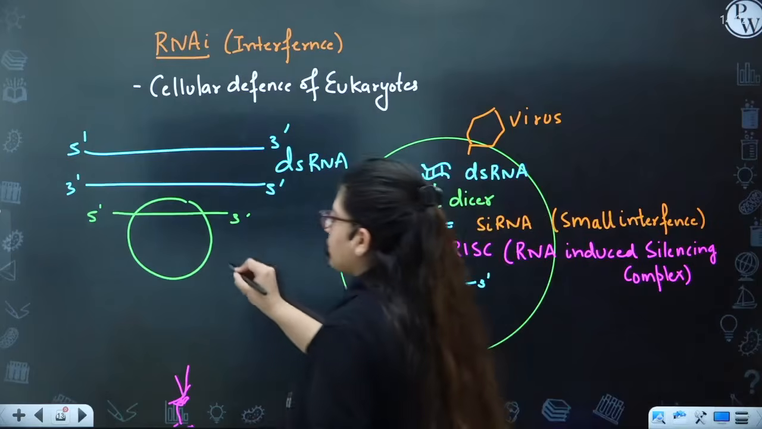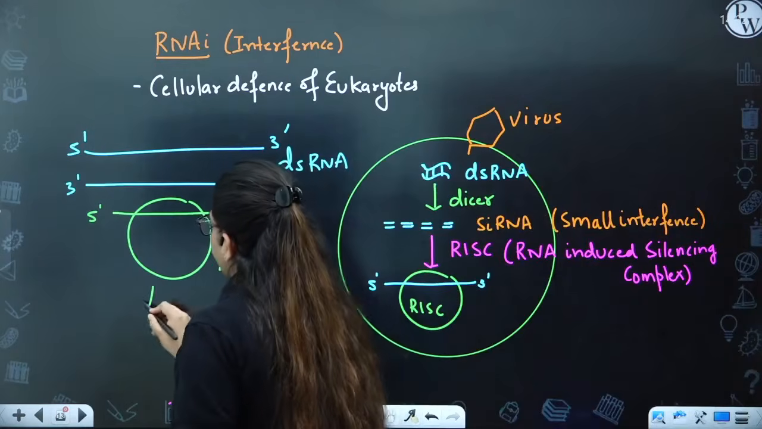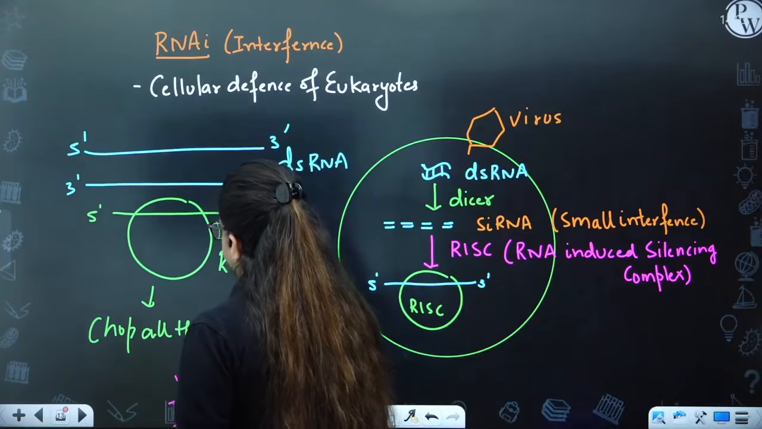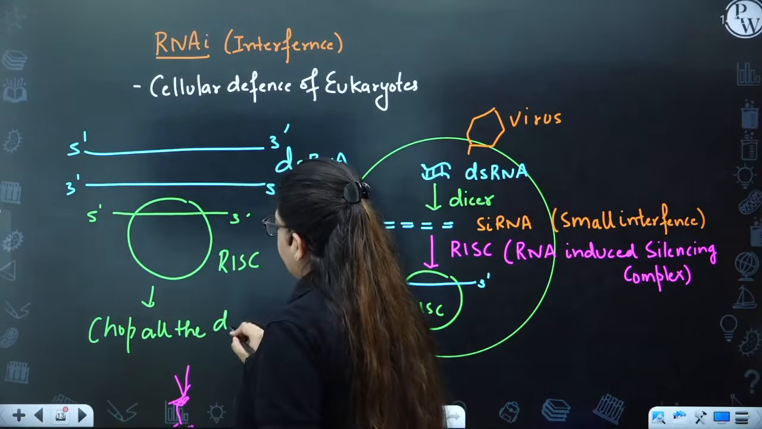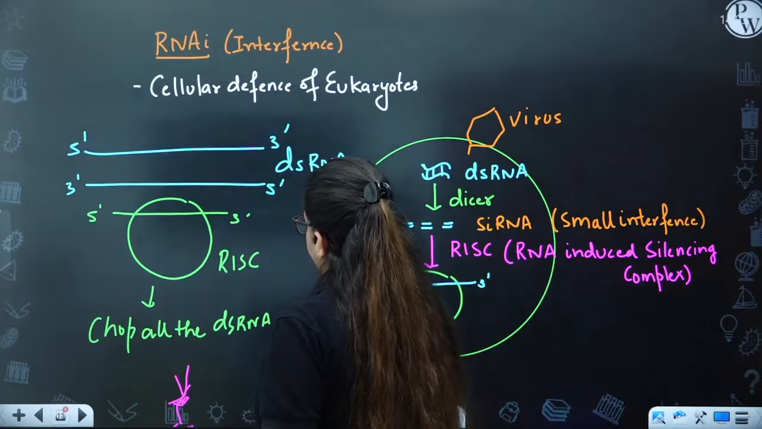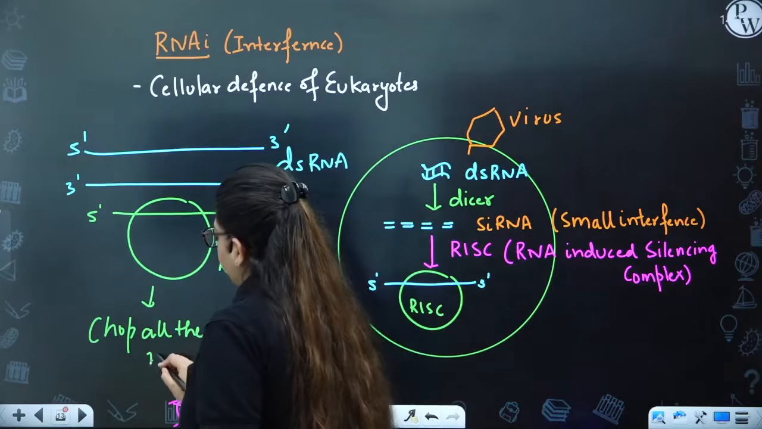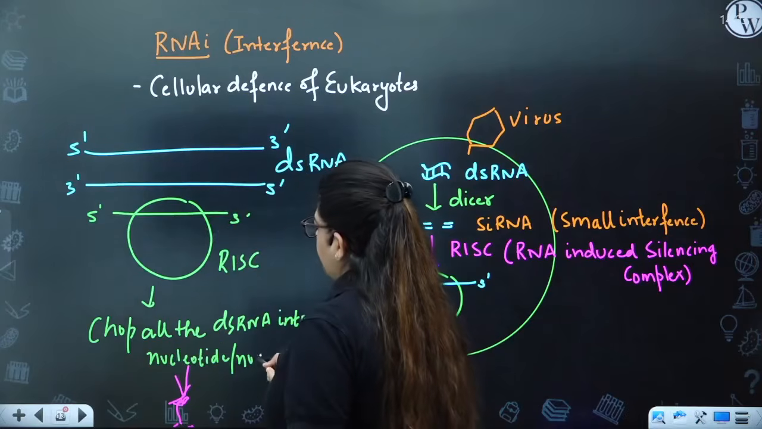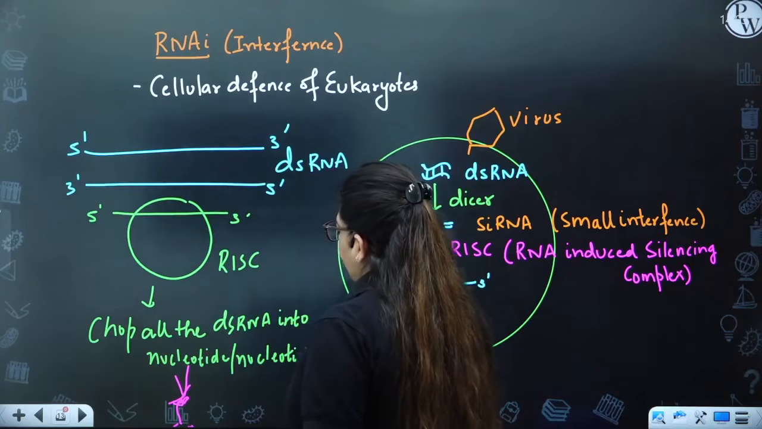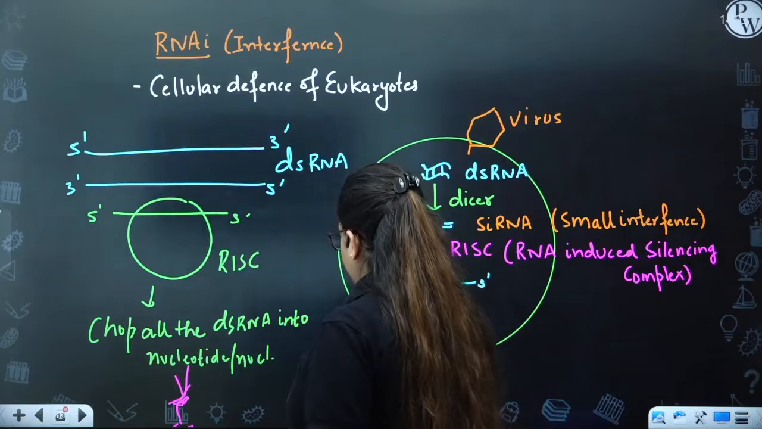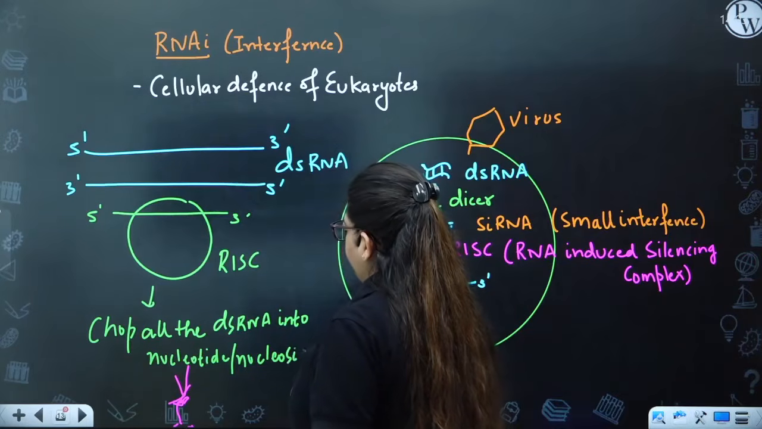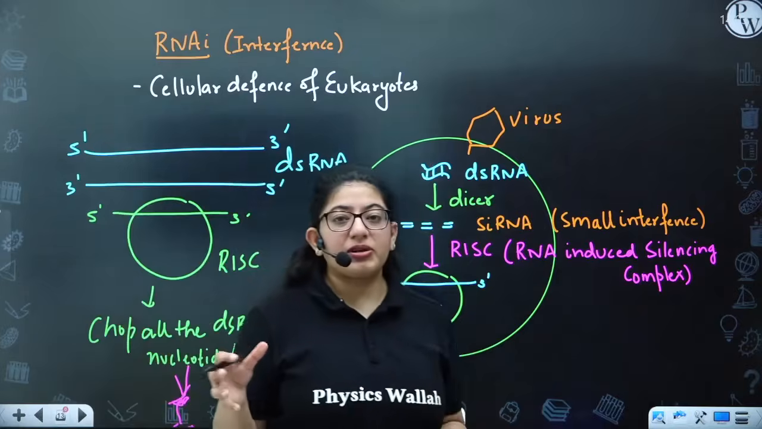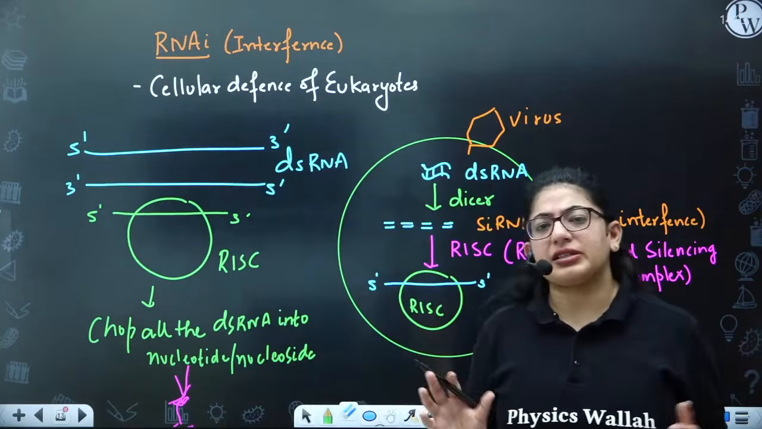But RISC, what will it do? It will chop all the double-stranded RNA into monomers, or into nucleotides or nucleosides, or even small bits and pieces. Okay, so this is how your body or your cells have the natural mechanism to kill the double-stranded RNA if in case it gets formed.